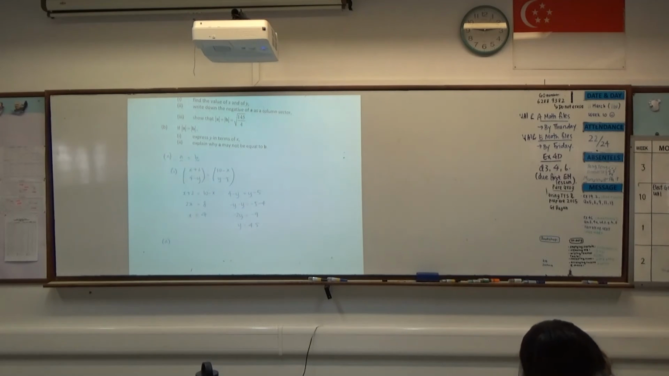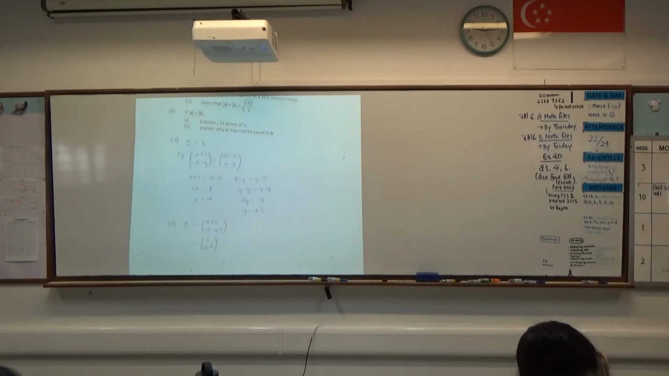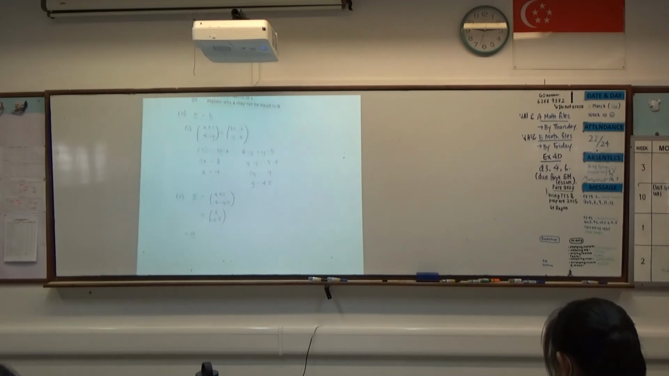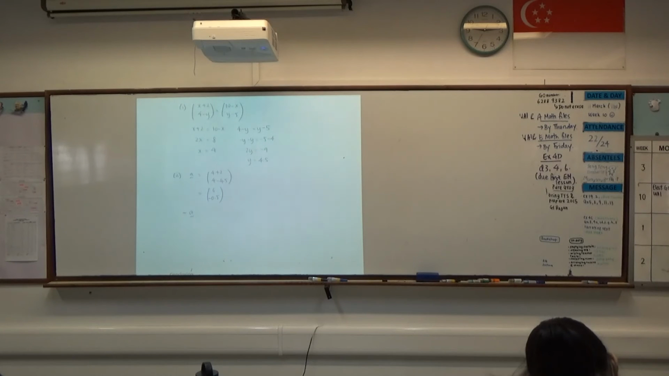In part 2, write down the negative of A as a column vector. Since we already know the value of x and y, that means that my column vector for A is now 4 plus 2 and 4 minus 4.5. That is our 6 and negative 0.5. And the negative of A, you can use the negative sign and the vector A, so that will be negative 6 and 0.5.